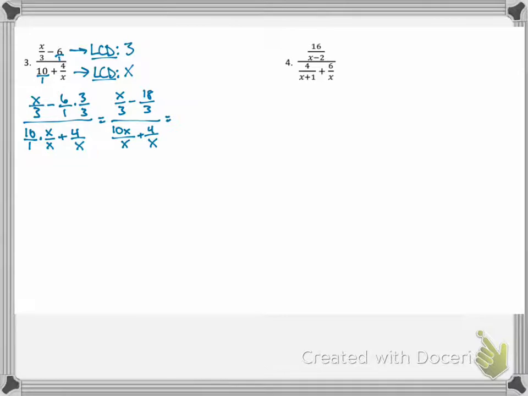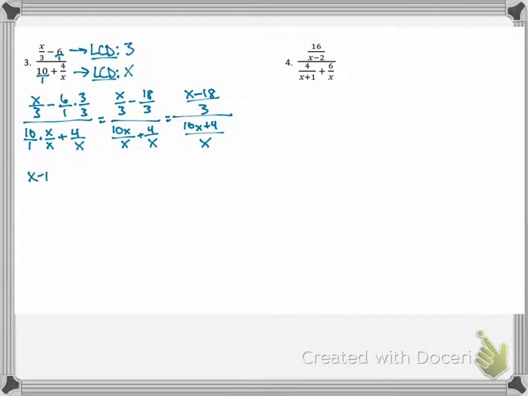Simplifying my fractions, I'll have x minus 18 over 3, all over 10x plus 4 over x. Now all I have to do is convert that to a multiplication problem so I can finish it up, factor out what I can, and solve.